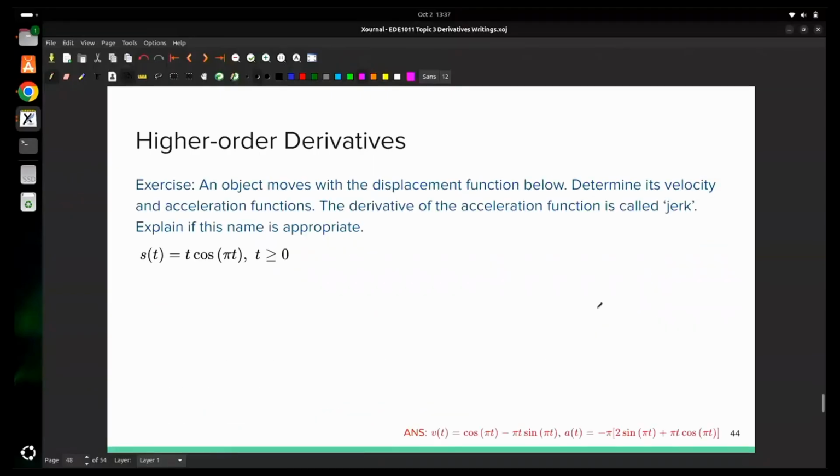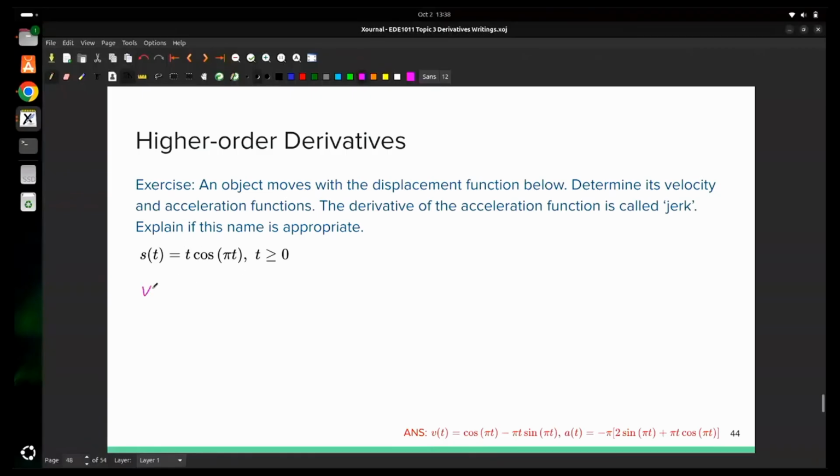So now, exercise. We have an object that moves with the displacement function below. Determine its velocity and acceleration function. The derivative of the acceleration function is called jerk. And you're supposed to explain whether this name is appropriate. We'll discuss this in a while.